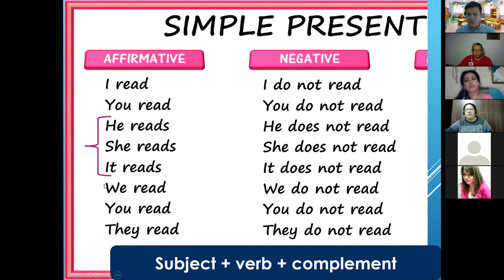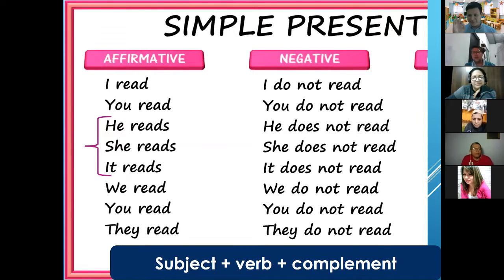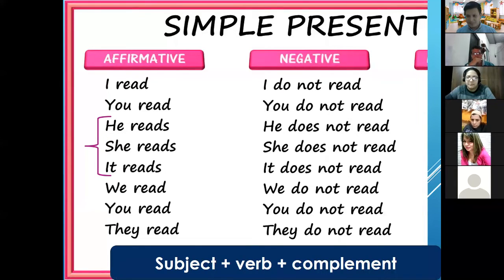Okay, then we have we. What is we? Nosotros. When we include it, right? Cuando nos incluimos. For example, we are a team. Nosotros somos un team. Equipo, grupo. The best team. Okay, very good. Then we have you. Ustedes. Ellos. Animal, things, or person, right? Personas, cosas, o animales en algunos casos. Ojo con esto.